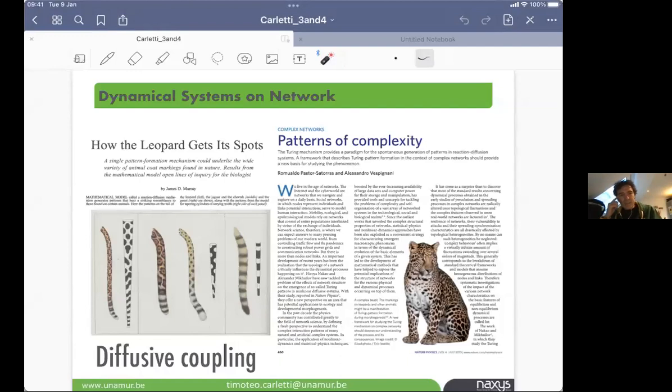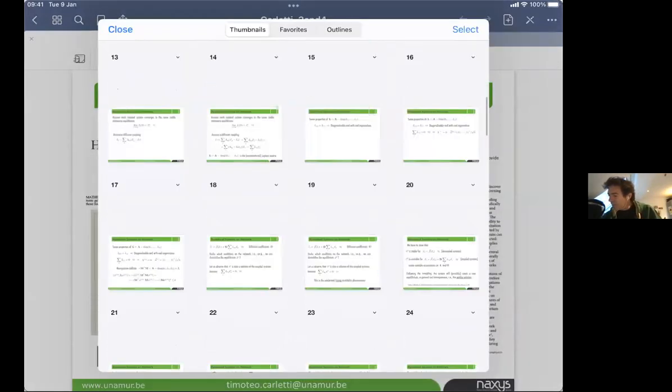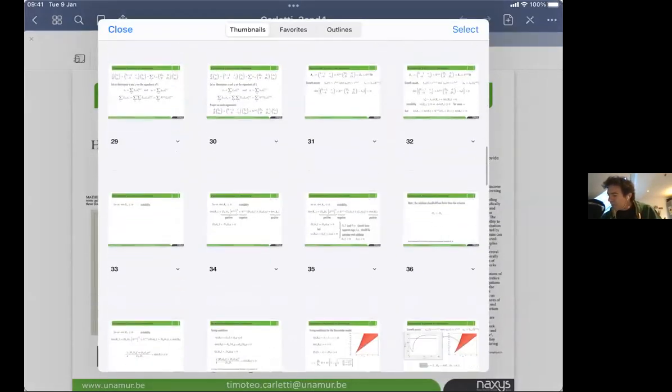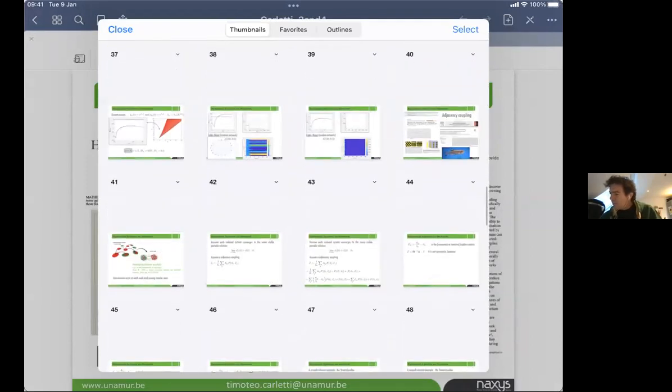Last time we spoke about this idea of how the leopard gets its spots. That is, how in the framework of diffusive coupling in a network, you have this patchy solution which is called a Turing pattern. Today we will use a different kind of coupling. So I will skip to the first slide of today, which is this one.